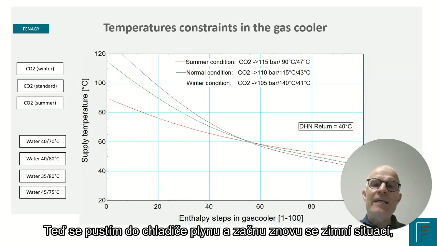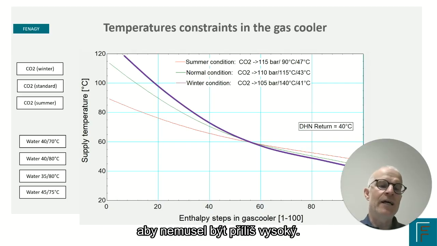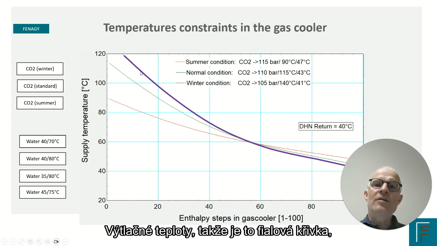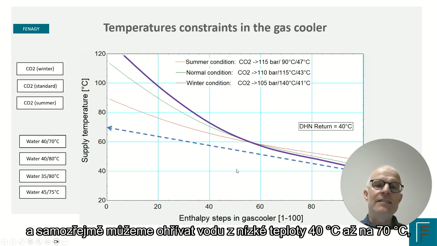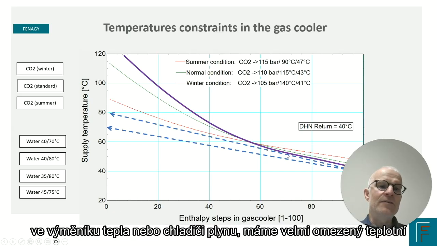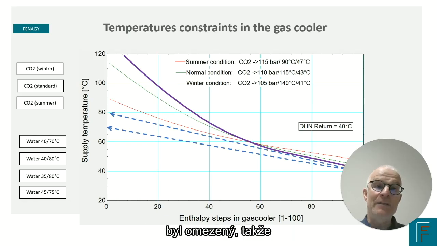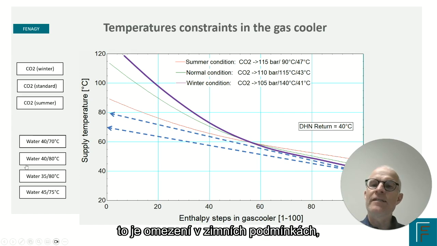Now I'm jumping into the gas cooler and starting again with the winter situation. Here we have to operate the compressor at a little bit lower pressure, as I explained before, to not have too high discharge temperatures. So it's the purple curve, and of course we can heat water from a low temperature of 40 degrees up to 70 degrees. But the problem is if we want to heat water even higher, then in the gas cooler heat exchanger we have a very limited temperature difference, and limited temperature difference means that the heat transfer would be limited. So that is the constraint in winter condition.